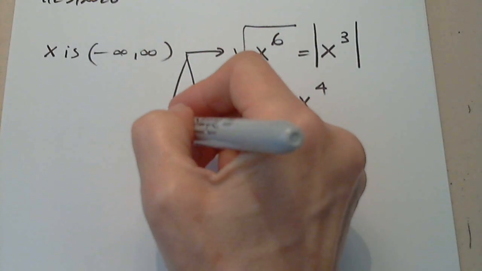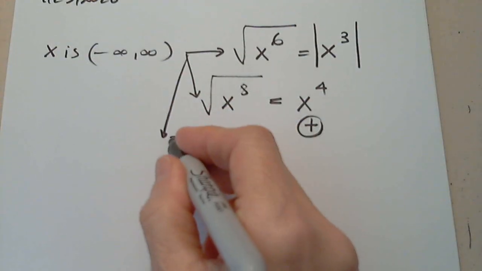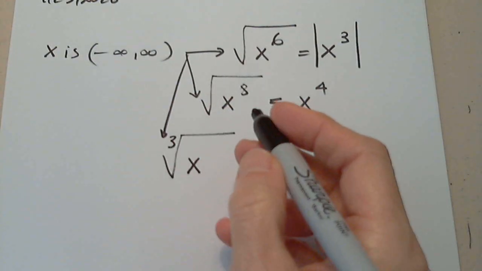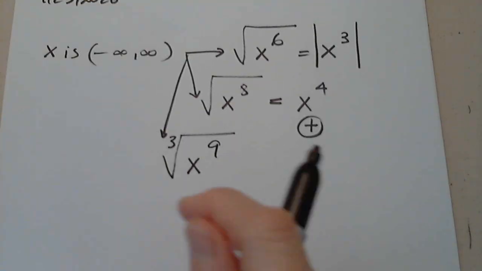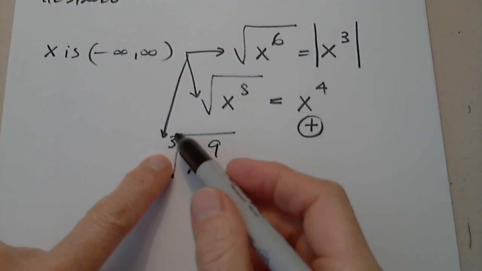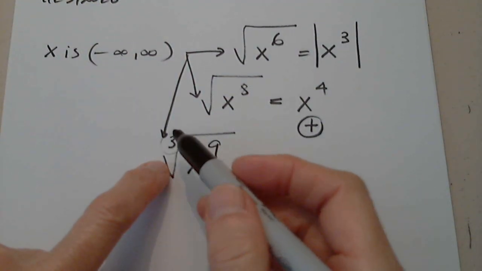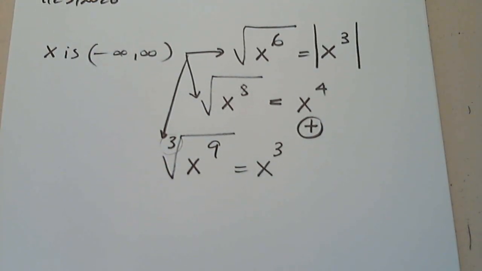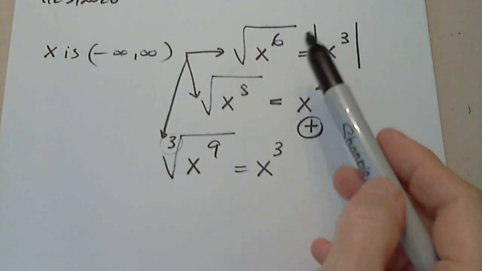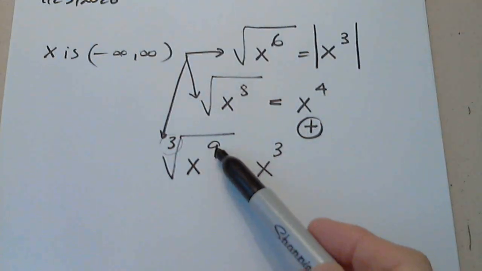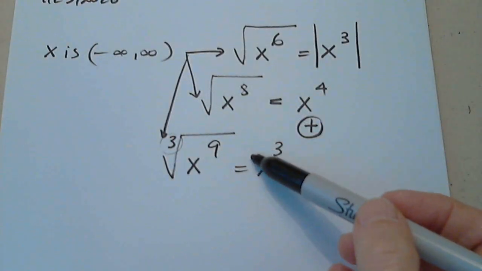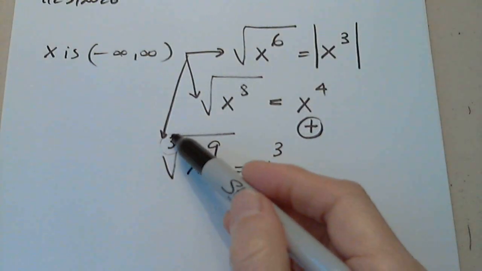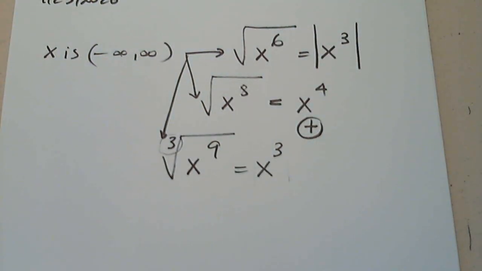Also, if I have the cube root, let's say, of x to the ninth, I will never think of the absolute value because the index is odd. We never use the absolute value on an odd index. So 6 divided by 2 is 3, 8 divided by 2 is 4, 9 divided by 3 is 3. There is never a need of the absolute value on an odd index.